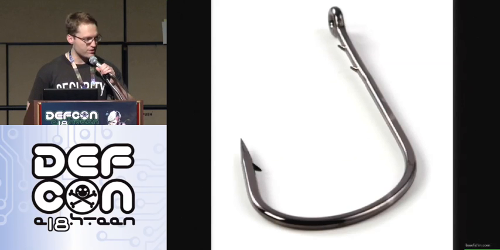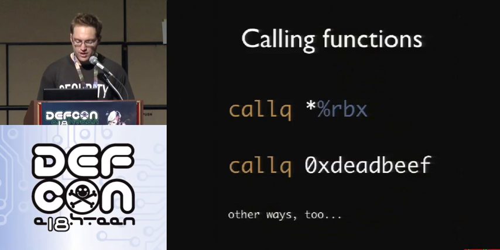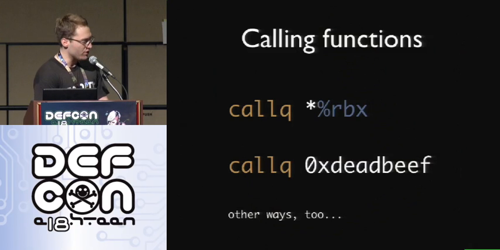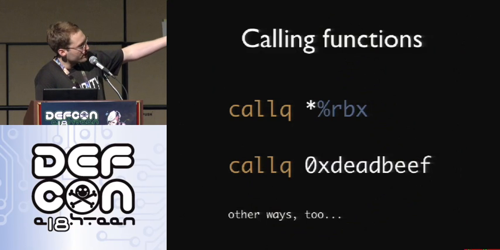Okay, so we know enough stuff. Let's start hooking some functions. So functions can be called in lots of different ways on x86. There's two really common ways. One common way is calling indirectly via a register, like you see on the top.